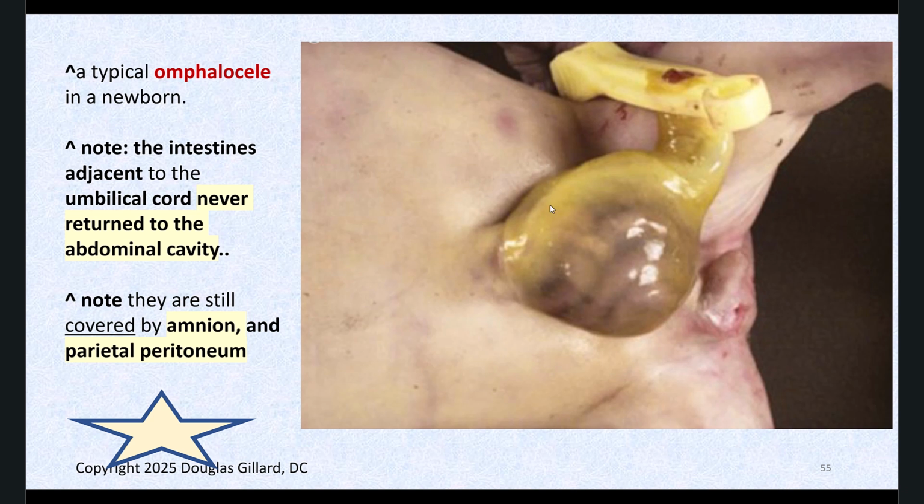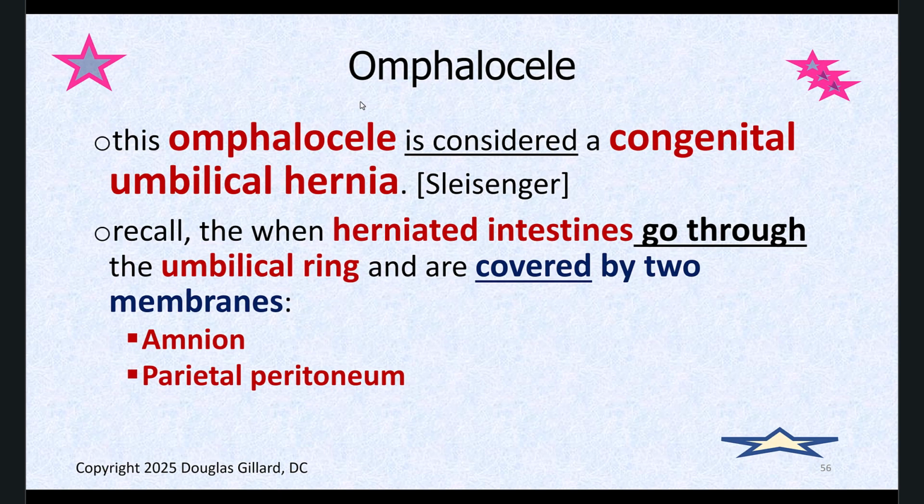See how that works? So there we can see intestines. This one's not as big. The liver's still in the proper place. So this child is alive. And they don't all perish.